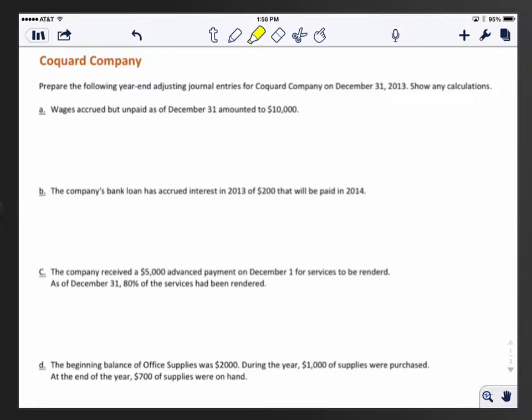I'm Dr. Baldwin, and this is a demonstration for Chapter 3. We're going to demonstrate adjusting journal entries here. If you have worked this problem already, then carry on.